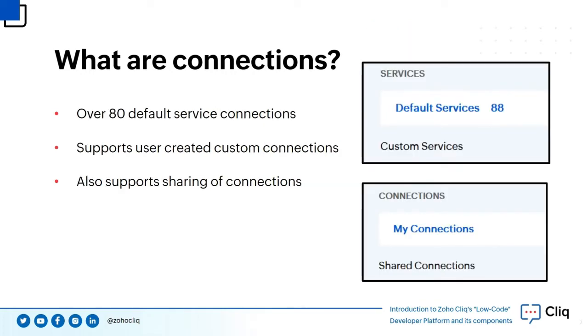You can connect to any application that supports API connection in the Custom Services tab by creating your own custom connection. Moreover, Cliq also supports various default connections for frequently used services like Google and other Zoho services. The default services support numbers over 80. You can share a connection that you created with your organization, or you can also use a connection that another user in your organization has shared after authenticating it.